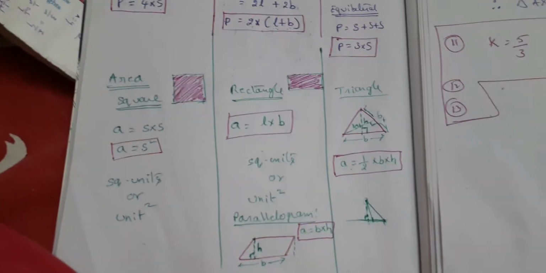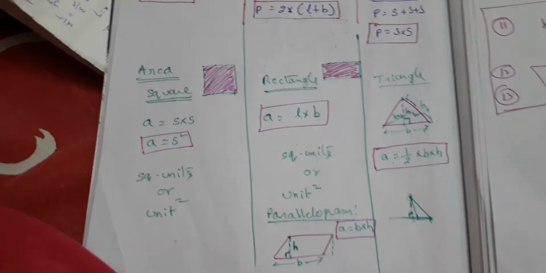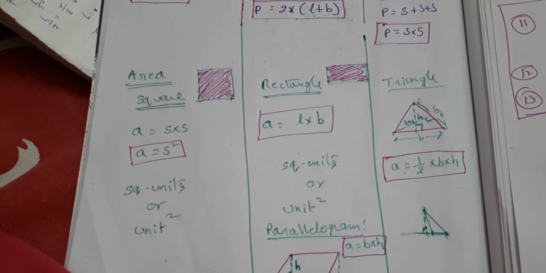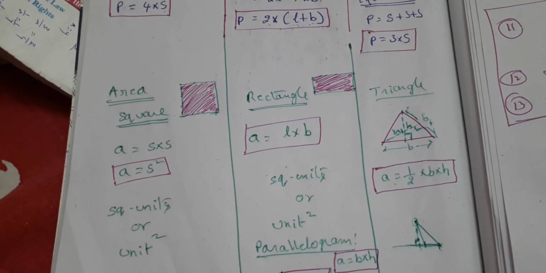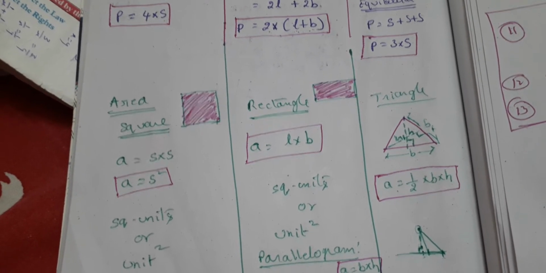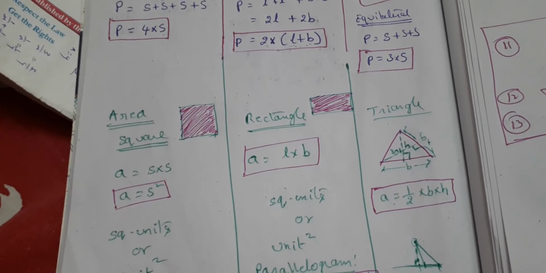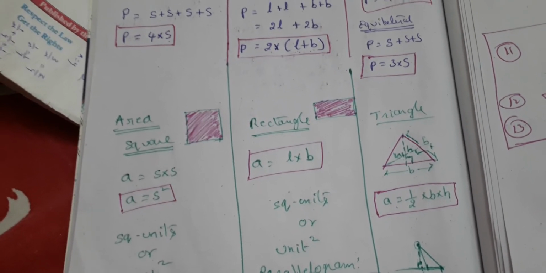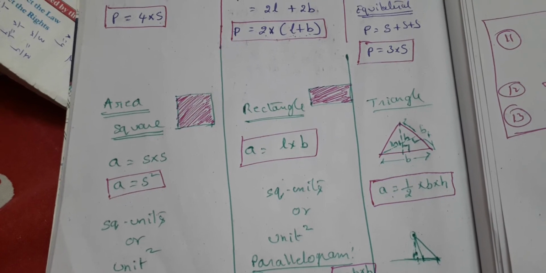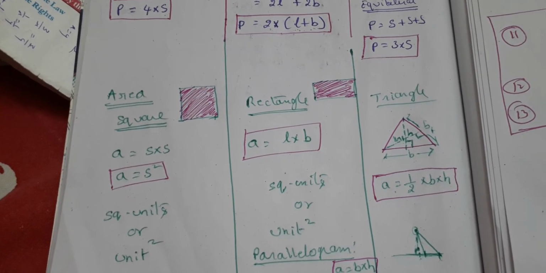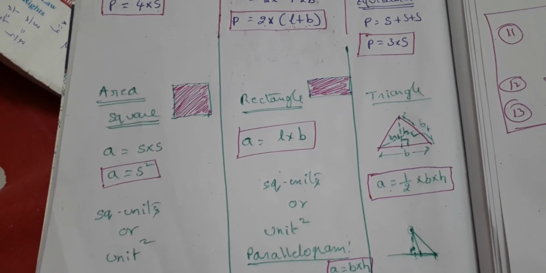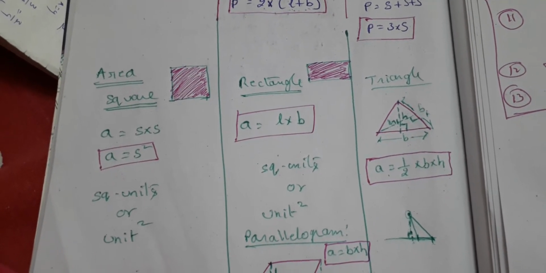Right, now when it comes to area, the area of the square is s into s, side into side, therefore A is equal to s square. Area of the rectangle, length into breadth. Triangle, half base into height. And always the units are square units, that is centimeter square or meter square or kilometer square, something like this. So these are the things.